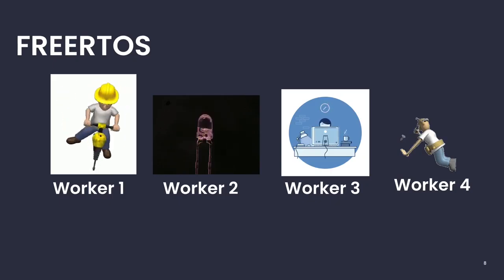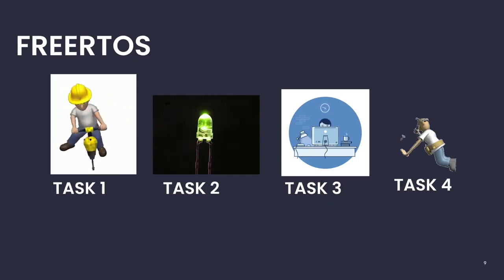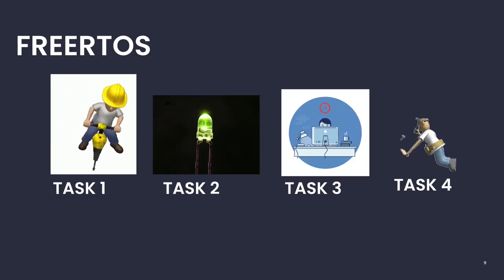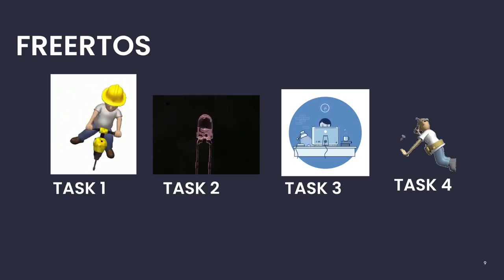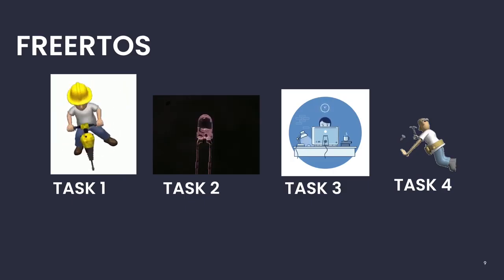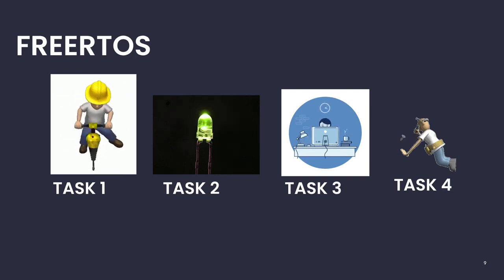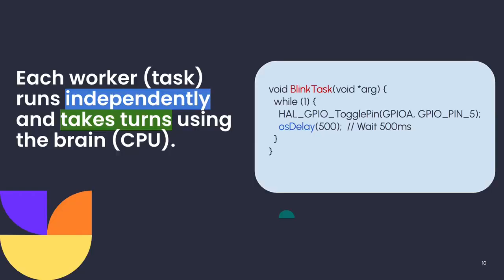If each worker performs a single task, we can call each worker a task. Task 1, Task 2, Task 3, Task 4, right? So FreeRTOS is made up of tasks. Each task, each action represents a task. And each worker runs independently and uses the CPU in turn. Okay? You can see this.